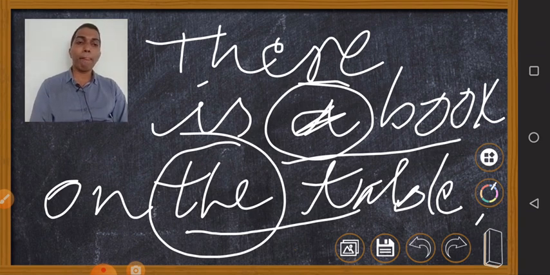Now, why has the noun book taken the article a before it? Ponder over. In the same fashion, why has the noun table taken the article the before it? This is what we have to ponder over, and the process goes on.